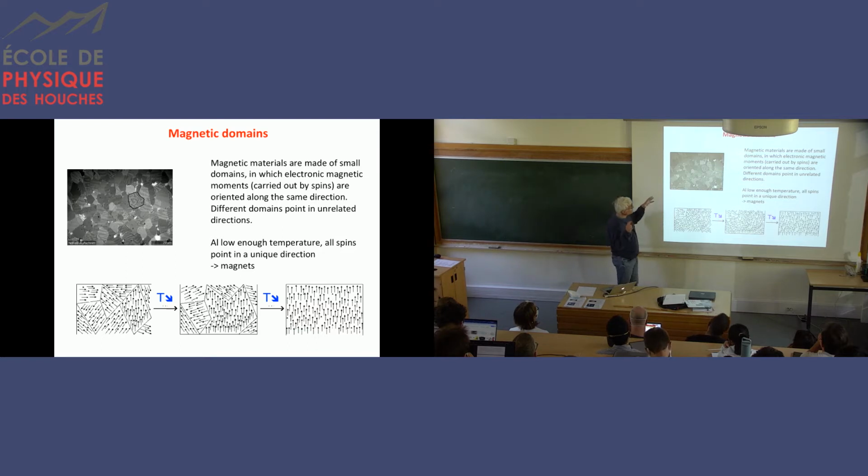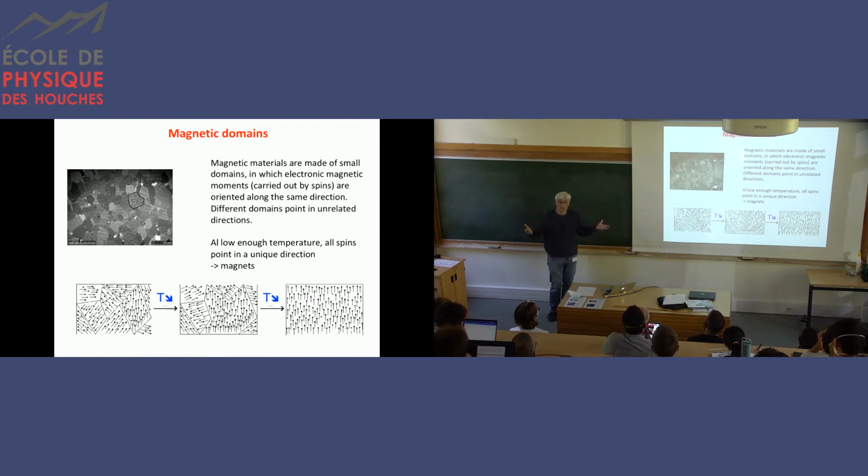A simple picture is that within the domains, all the magnetic moments carried by the electronic spins are aligned in the same direction. You see a cartoon of this here. If you look at two different domains, they have completely unrelated orientations. As you decrease the temperature, the size of these domains gets bigger and bigger. This is related to the correlation length that Mark was mentioning before. If you go to low enough temperature, then you get a single domain which invades everything, and then you get a fully magnetized material, which is a permanent magnet, for instance, if its low temperature is comparable to the room temperature.